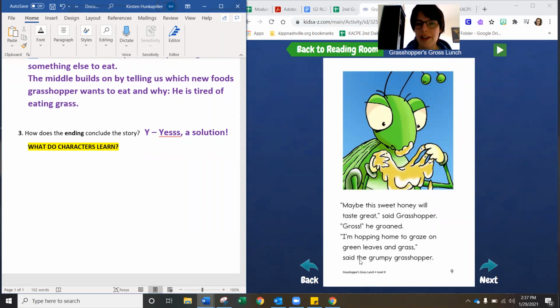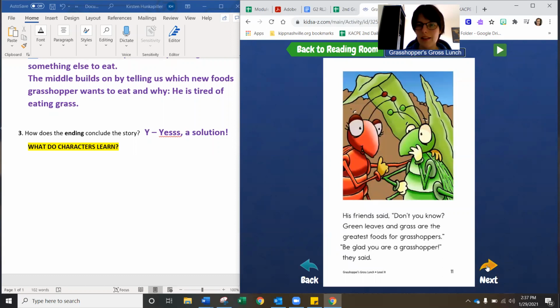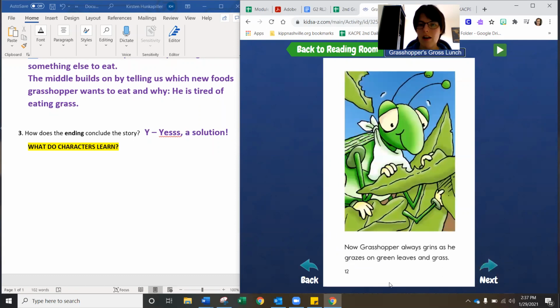I'm hopping home to graze on green leaves and grass. So now he's grumpy. It says here the grumpy grasshopper. And now he's going back home to eat what he had at the beginning of the book. So now it tells me that he always grins now. So he's happy when he eats leaves and grass.